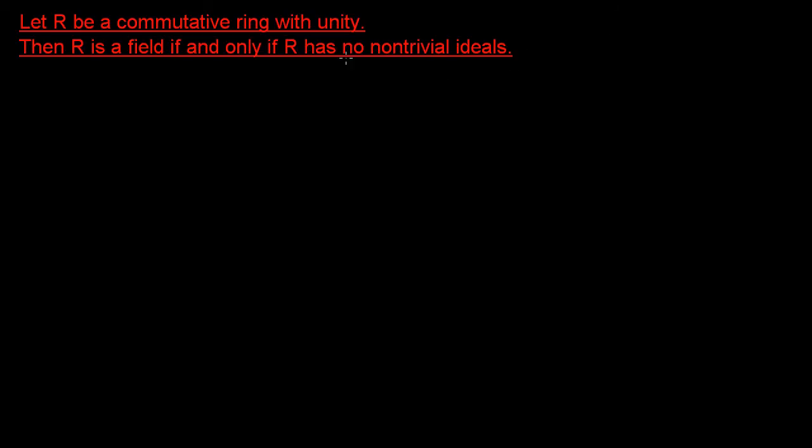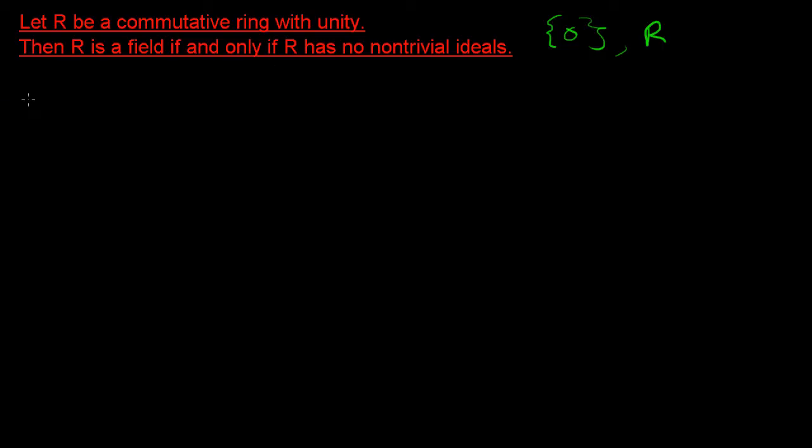So I'll write these down. The trivial ideals are just the set containing 0, and the ring itself R. So it'll be a field if the only ideals we have are these two. So this proof is a tiny bit more involved. This is an if and only if proof.